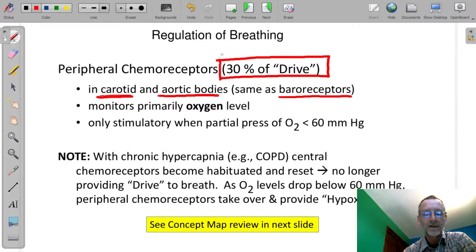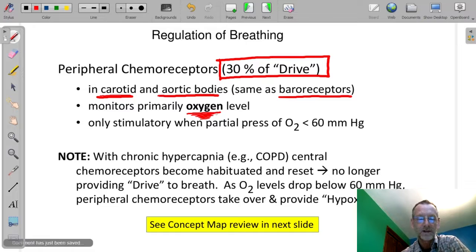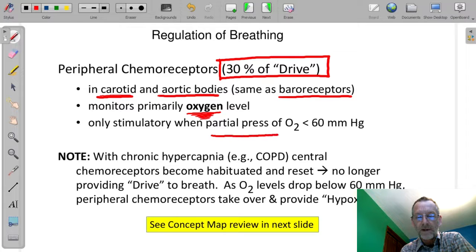And the peripheral chemoreceptors monitor primarily oxygen. It was the central chemoreceptors that monitored pH and CO2. So the peripheral chemoreceptors, though, only really kick in when the oxygen level, the PO2, drops below about 60 millimeters of mercury. And this is quite low.